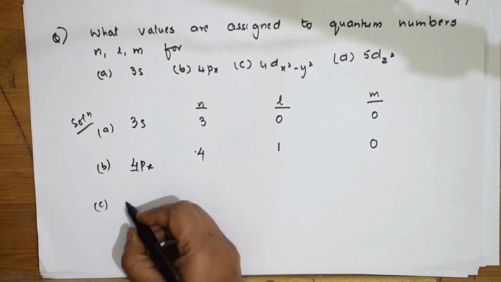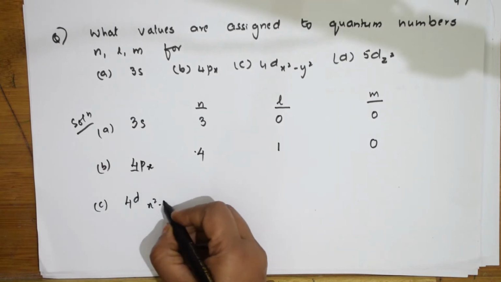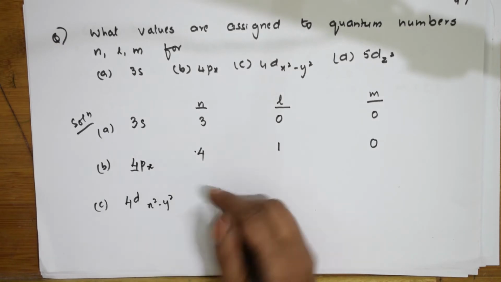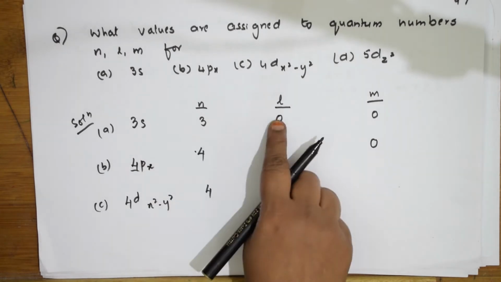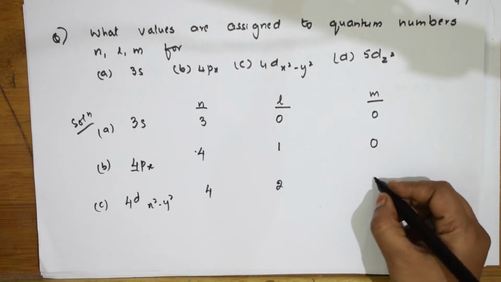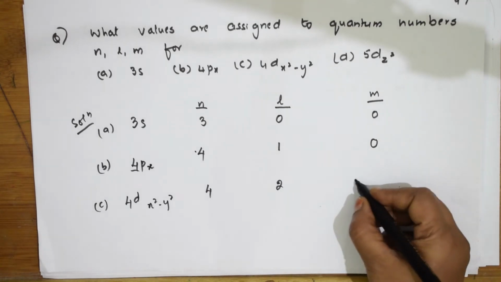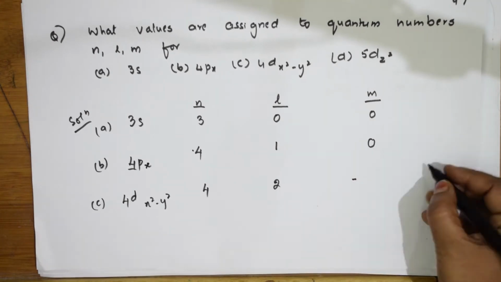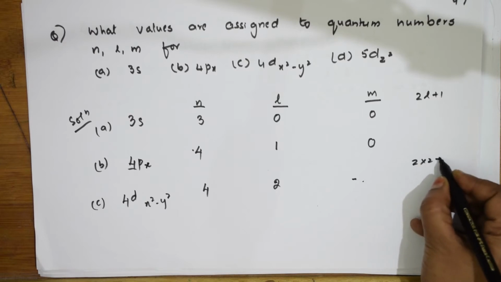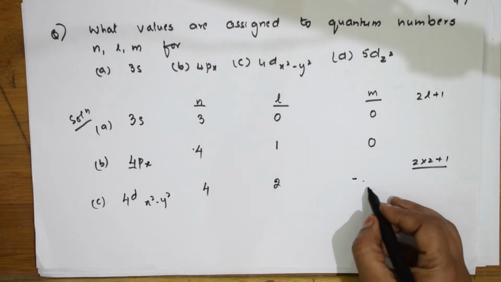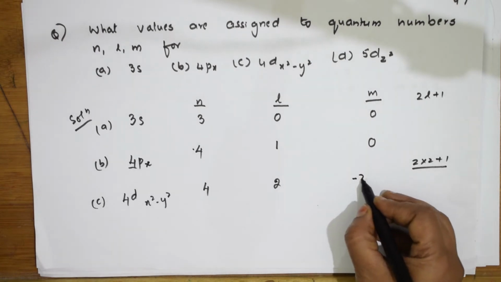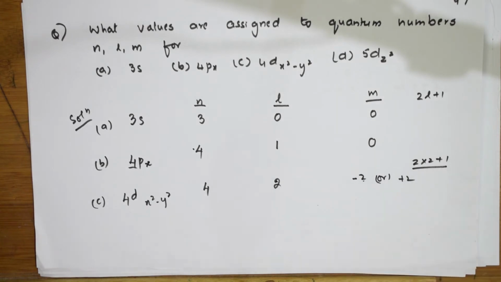Next one, if I have 4dx square minus y square, not a problem, they may give x square, y square, or z square, but this is important. Here n is equal to 4. If s is 0, p is 1, the d value is always 2. Now the m value is basically 2l plus 1, so 2 into 2 plus 1, a total of 5 values. That means 0, minus 1, plus 1, minus 2, plus 2. So instead of writing all, I can write minus 2 to plus 2.